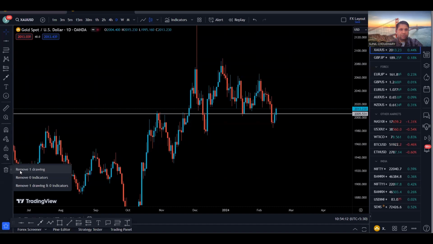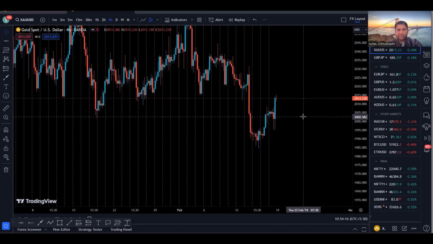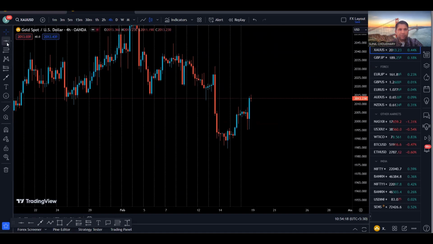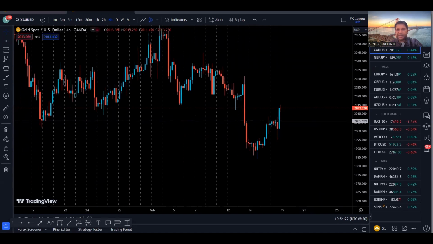Now let's go to the 4 hour time frame to find out more details about what is happening. On the 4 hour, we can see that we had this resistance basically, and we had the candle close above, and also we have resistance here, resistance here, and then the final resistance is right here.